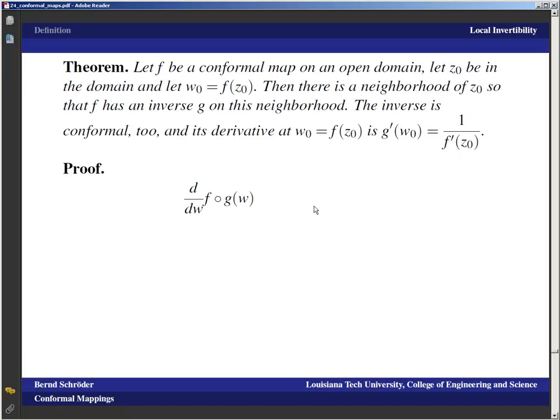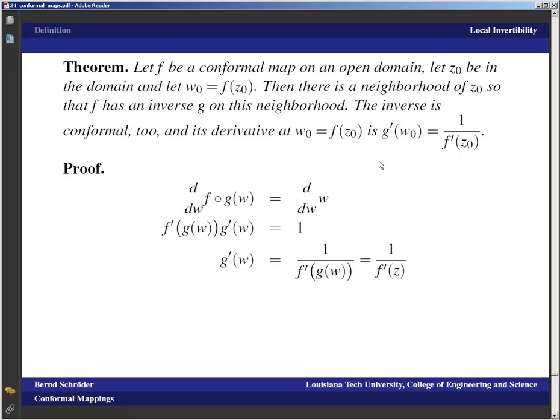Okay, so that leaves the formula itself, and the formula itself is not that bad, because as soon as we know that the inverse G is differentiable, we just take the derivative of the composition of f with the inverse, and that's the same as the derivative of the function w. So that means on the left side we get the chain rule, f prime of g of w times g prime of w. On the right side we get 1 by elementary calculus, and that gives us that g prime of w is 1 over f prime of g of w, which is 1 over f prime of z for any z that is being mapped to w. And so if you stick indices 0 on there, you get the formula that we have claimed.